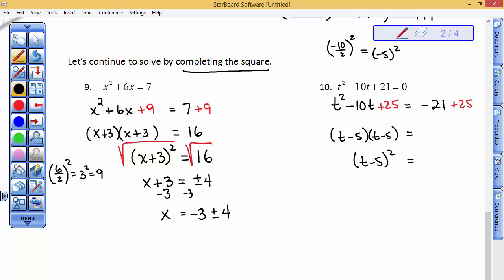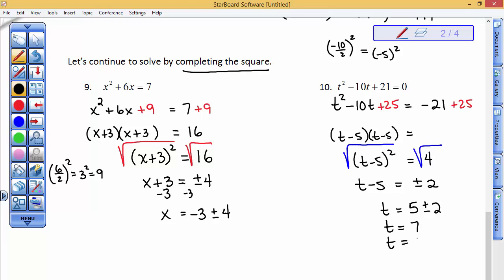Let's go right down here. So -21 plus 25 is a positive 4, and you are now ready to take the square root of both sides, and on the left you have t minus 5, and on the right you have plus or minus, don't forget, the square root of 4, which is 2. When I throw the minus 5 over here, it becomes a positive 5, plus the 2, and minus the 2. So one of the answers, 5 plus 2, is 7, and the other answer, 5 minus 2, is 3.